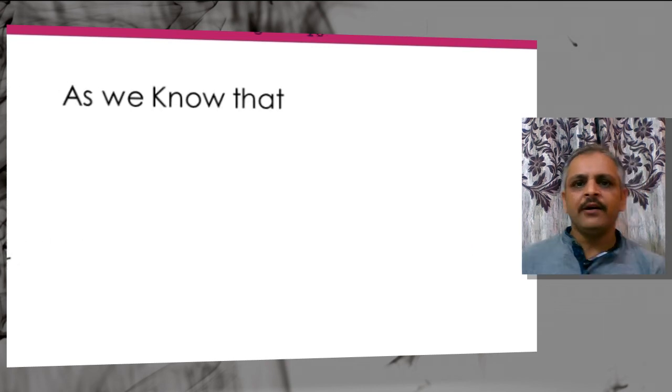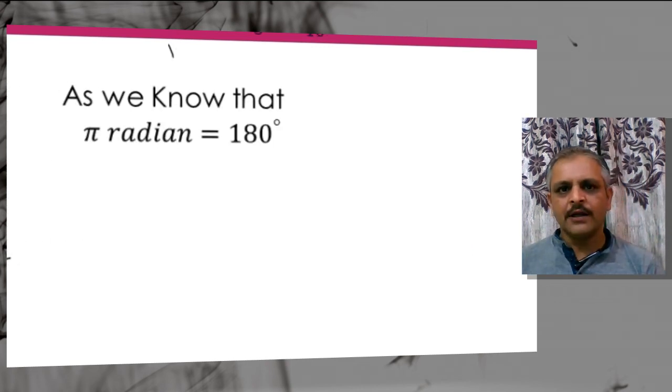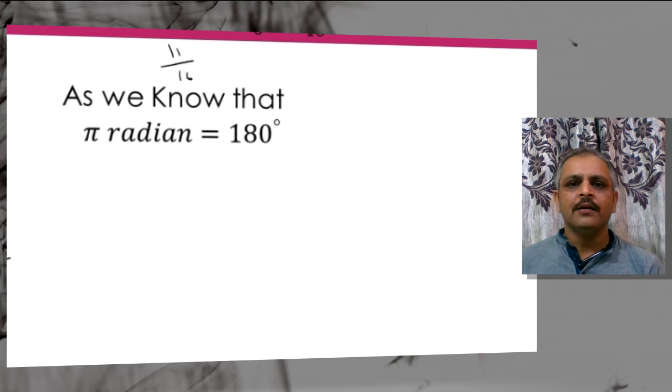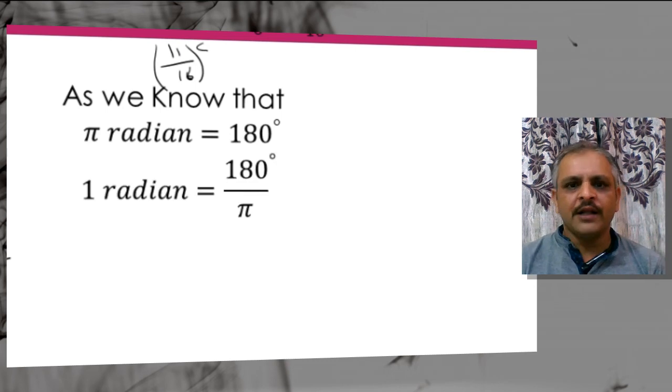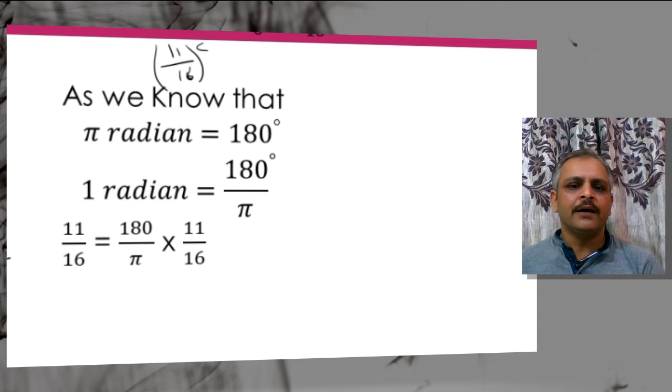Next is 11 by 16. So let's convert 11 by 16 radian, because see no symbol is there, it is understood that it is written in the radian measure. So 1 radian will be 180 by pi and 11 by 16 radian will become 180 by pi into 11 by 16. Let's put the value of pi.